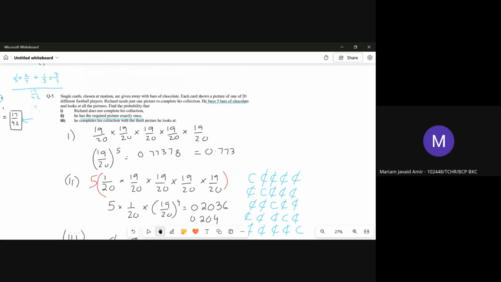Let's read the question again. He buys 5 bars of chocolates and looks at all the pictures. Find the probability that he completes his collection with the third picture he looks at.